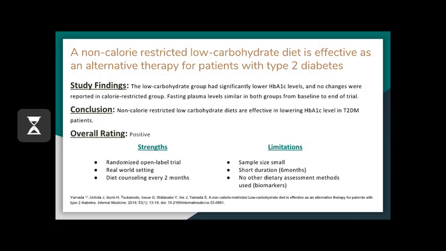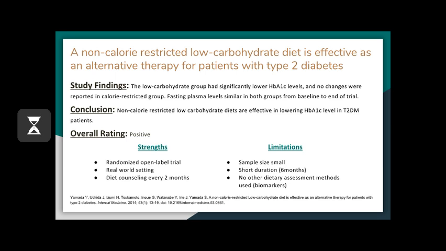Okay, so the study findings here were that the low carbohydrate group had significantly lower HbA1c levels compared to the calorie restricted. There were changes, but similar changes in fasting plasma levels, and they were not significant in both groups from baseline to the end. So in conclusion, a non-calorie restricted low carbohydrate diet is effective in lowering HbA1c levels in type 2 diabetes patients.